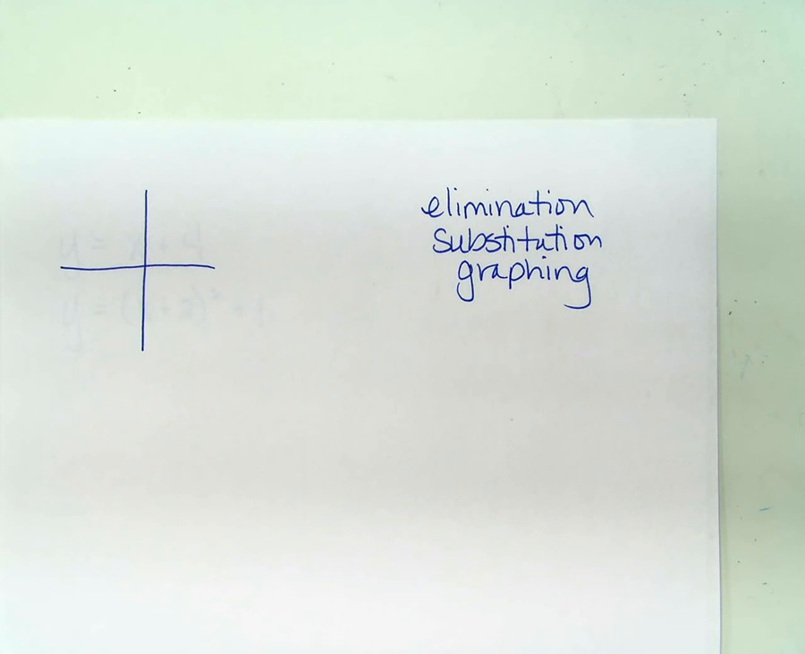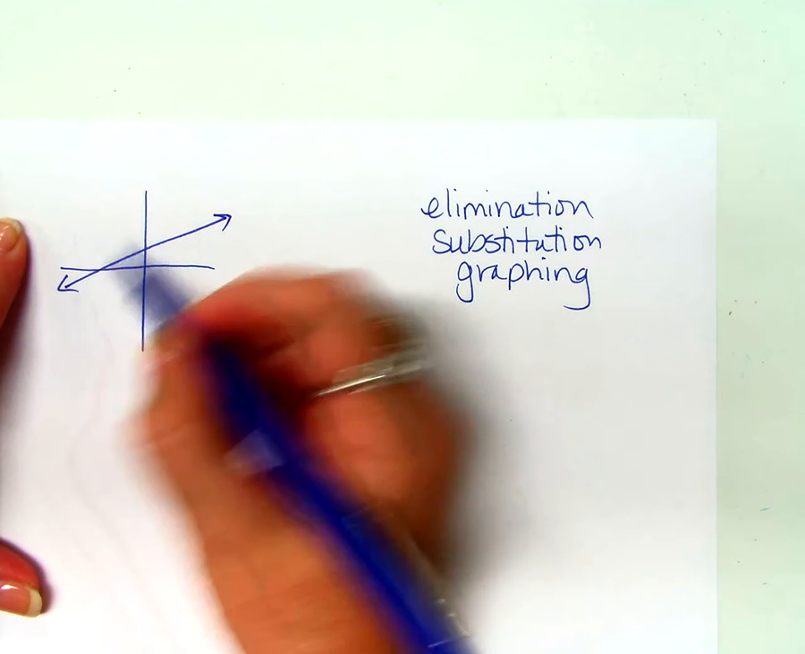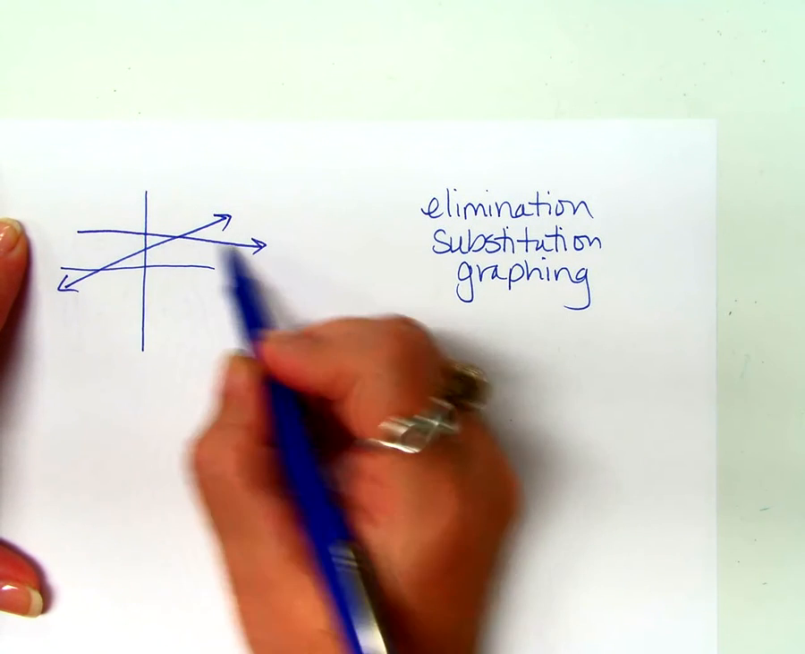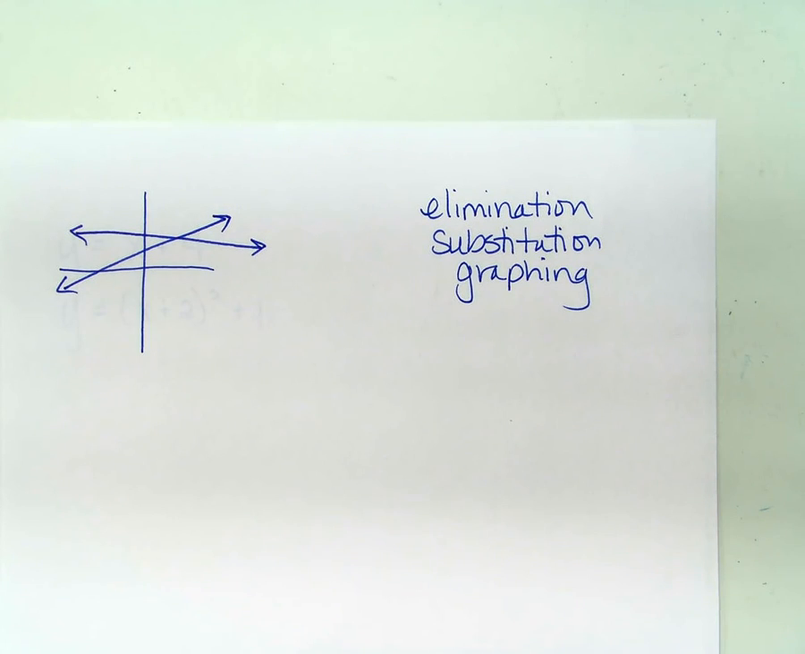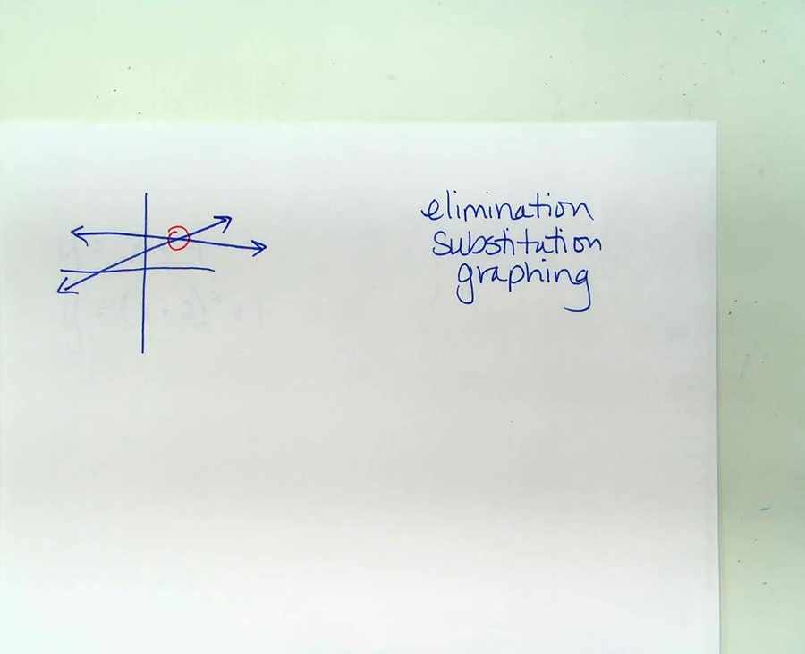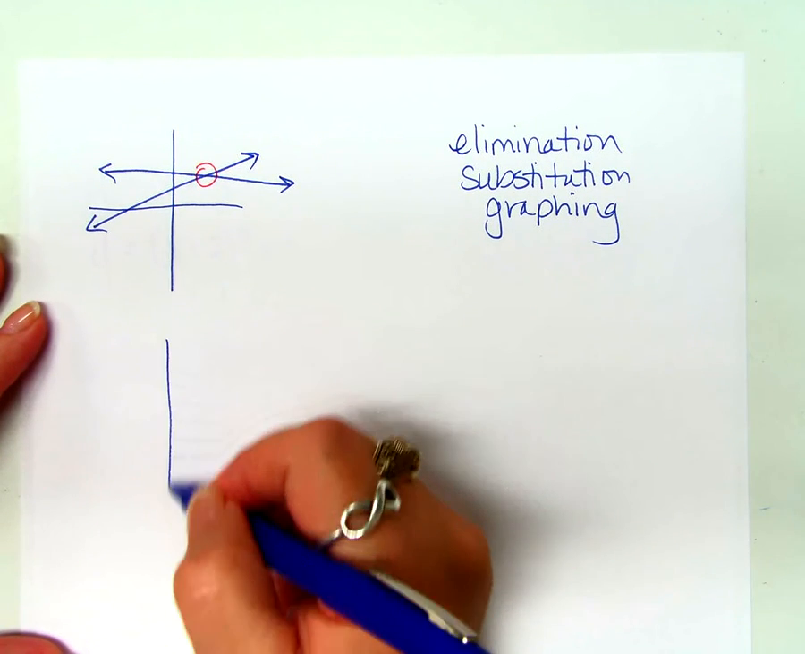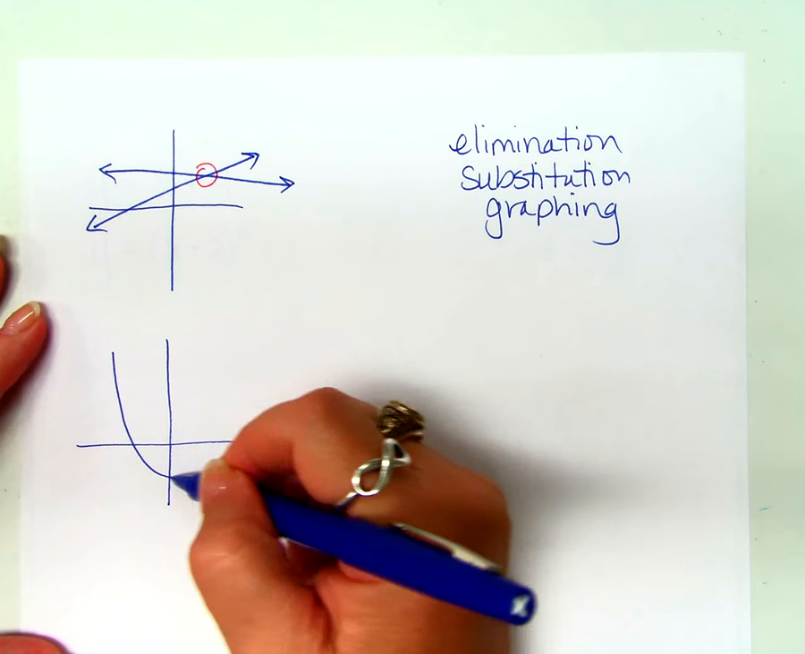So when we had 2 lines, like this and like this, what were we looking for? The point of intersection, right? This was the solution. Where those 2 lines crossed was the solution. Okay? So here's the difference of what we're doing today. Same thing as before, except today we might start with a parabola.